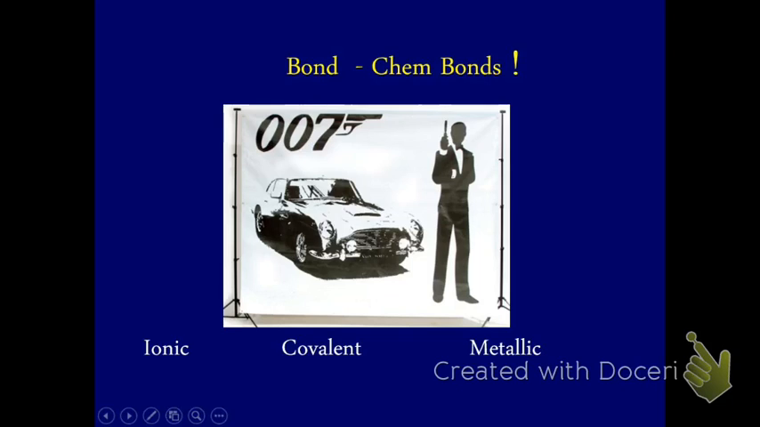So 3 types of bonds. In ionic, there is a transfer or movement of electrons. In covalent, there is equal sharing, and those are our nonpolar covalent bonds. Unequal sharing are our polar covalent bonds. And then metallic, when a metal bonds to itself.